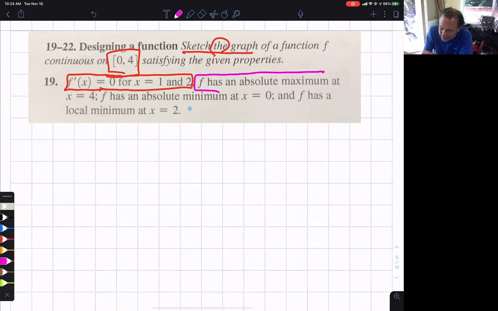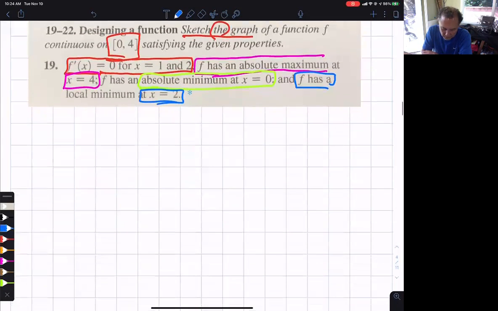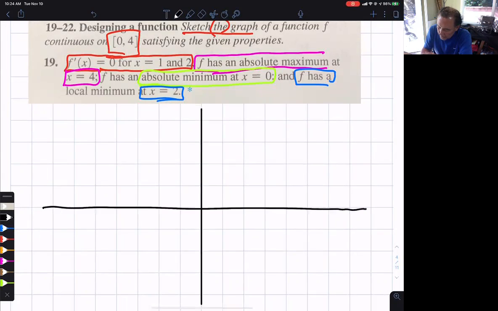I'm going outside. So the derivative is 0 at 1 and 2. There's an absolute maximum at 4 and an absolute minimum at 0 and a local minimum. A local is the same as a relative minimum at 2. So I need a number line. Okay, let's take care of one thing at a time.